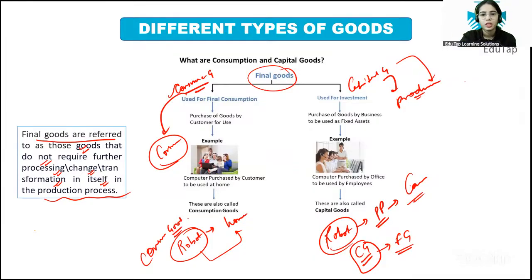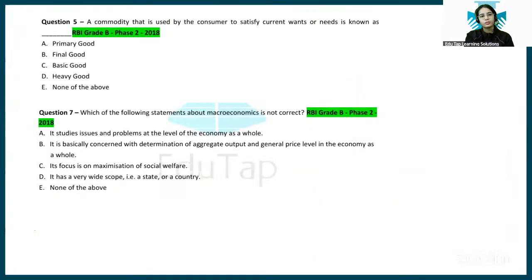Chalo. Answer these questions now. Starting with question number 5. A commodity that is used by consumers to satisfy their current wants or needs is known as.